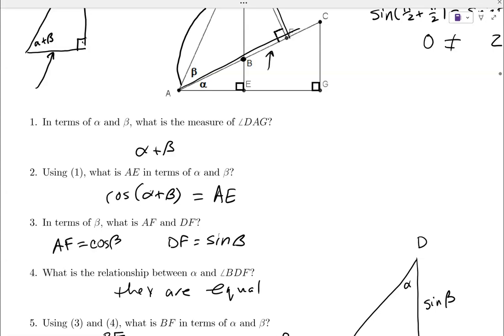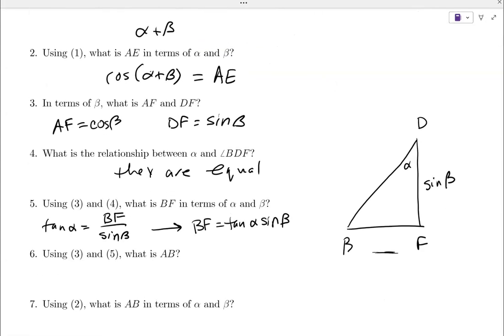See? So I know the whole thing, and I know this little bit. Just subtract them, right? Good. So our AB is going to be the whole thing AF minus the little part BF, right? AF was cosine of beta. That was the whole thing. BF is tangent alpha sine of beta.